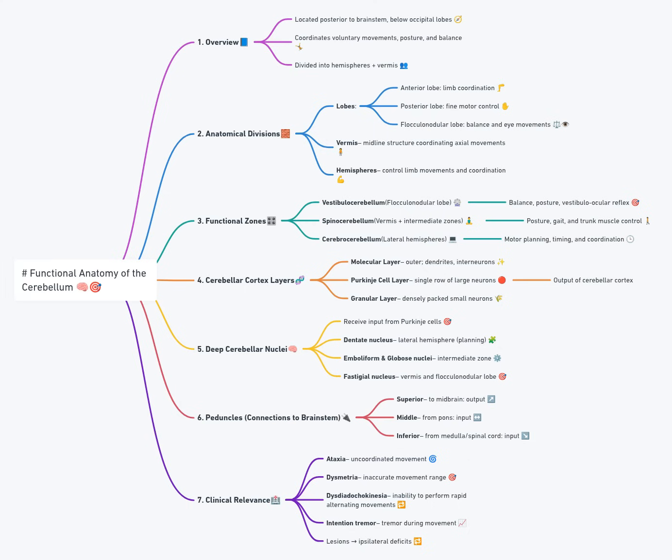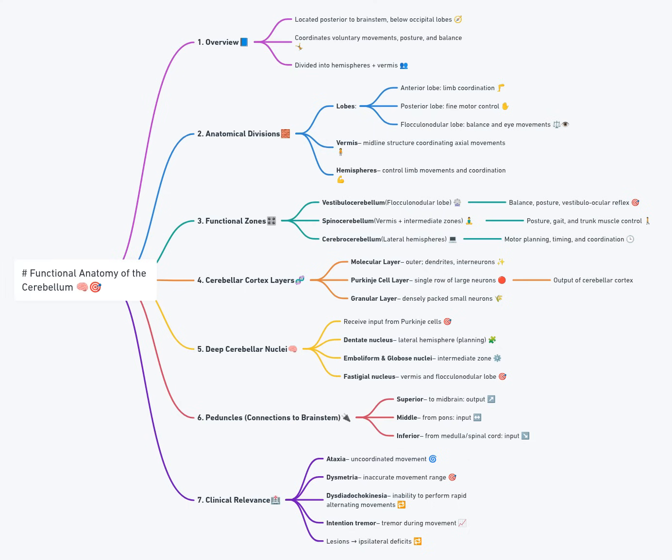The cerebrocerebellum corresponds to the lateral hemispheres and communicates extensively with the cerebral cortex via the pontine nuclei, dentate nucleus, and thalamus. It is involved in planning, timing, and execution of skilled, distal voluntary movements. It also participates in motor learning, adapting movements based on sensory feedback. Damage to this area leads to dysdiadochokinesia, intention tremor, and errors in movement timing.